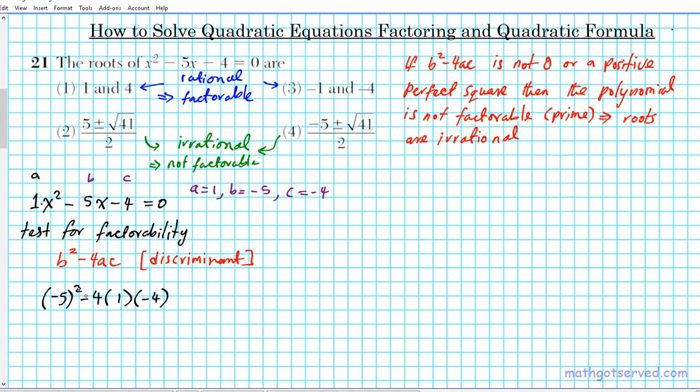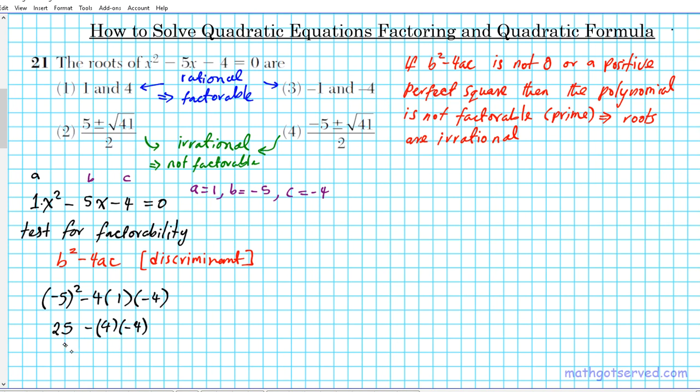So we have an exponent here. We need to take care of that. Negative 5 times negative 5, minus times minus is plus. 5 times 5 is 25. So we have 25 minus. Now we can multiply these right here. 4 times 1 is 4. And then that's times negative 4.